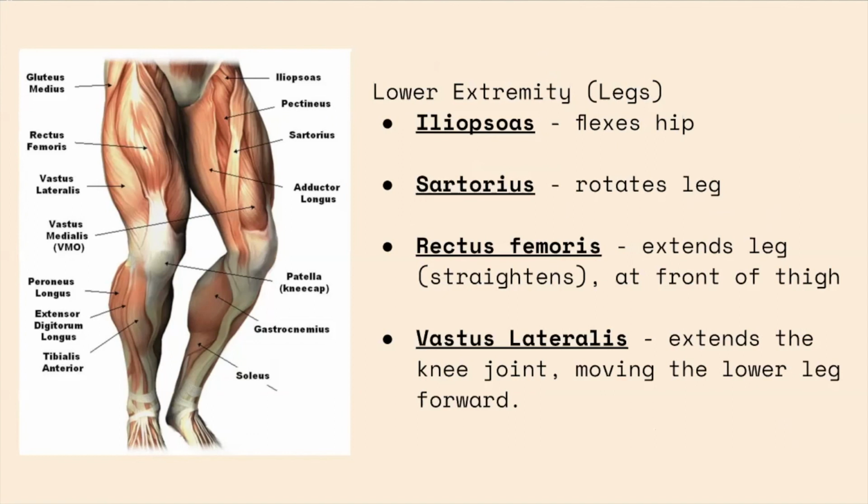We have the sartorius, which rotates the leg. We have the rectus femoris, again, femur, which straightens the leg and is at the front of the thigh.